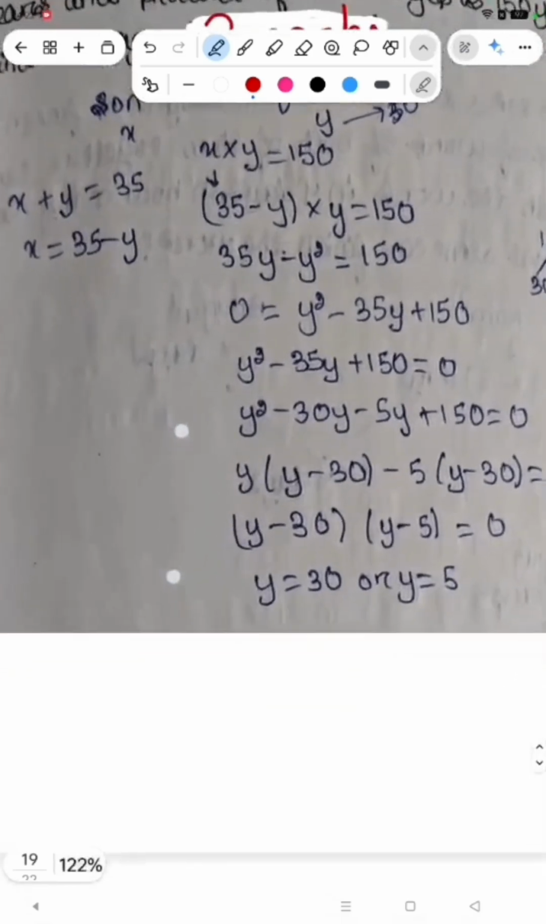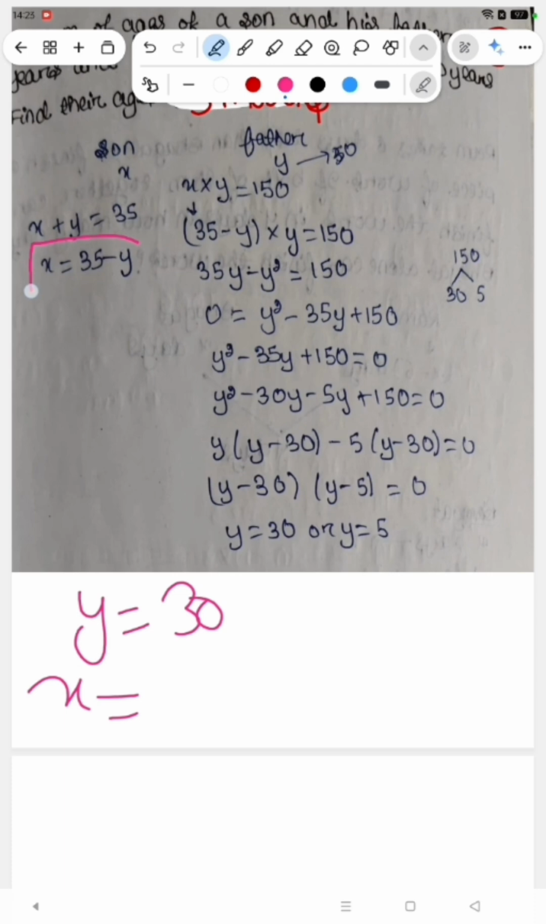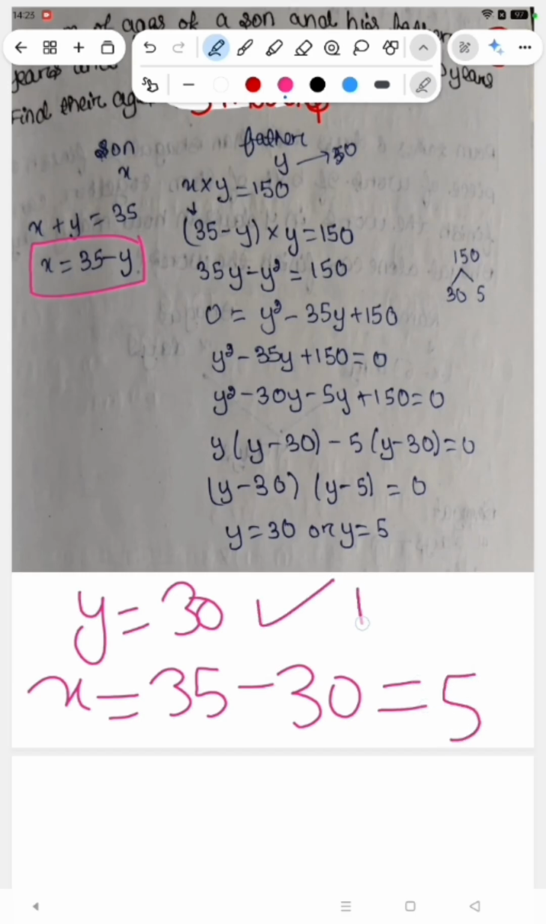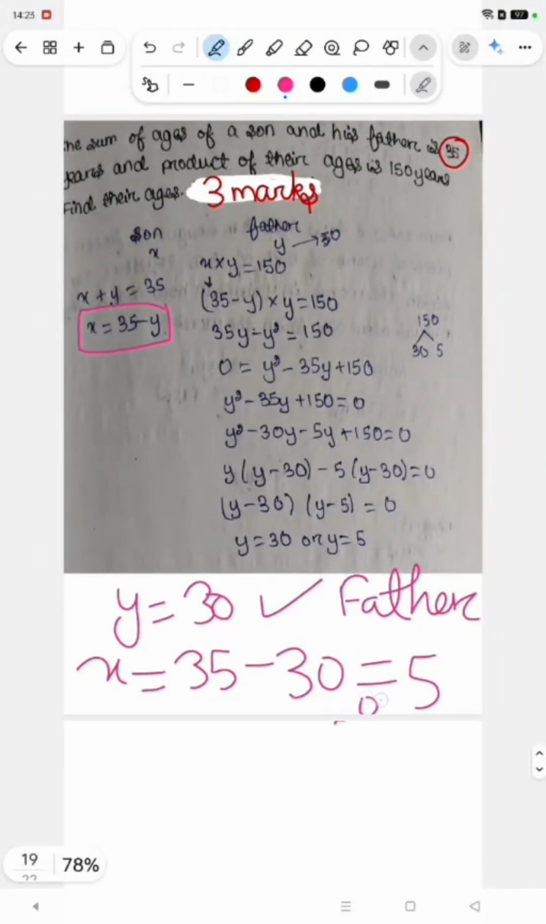The y value we get is 30. So in x equals 35 minus y, putting y as 30, x equals 35 minus 30, which is 5. So y is the father's age. Father's age is 30 years and 5 years is his son's age.